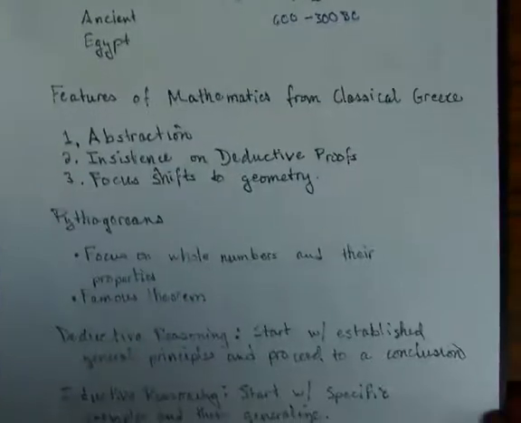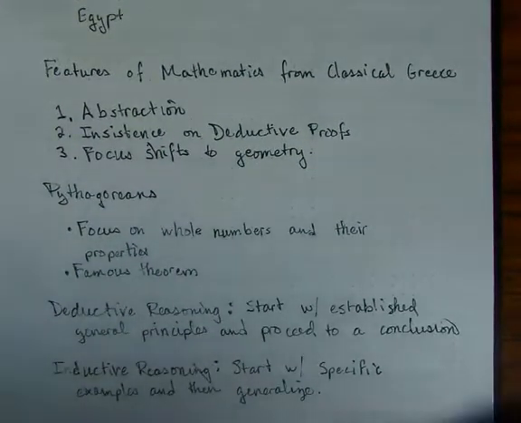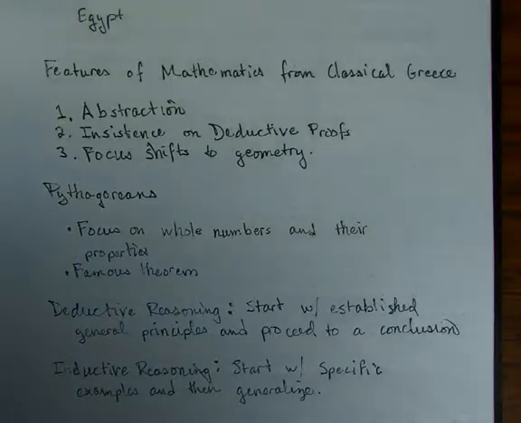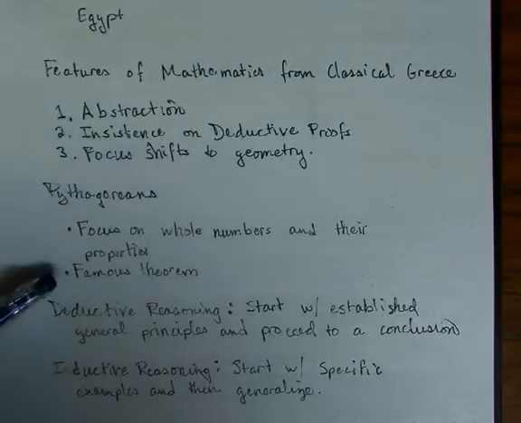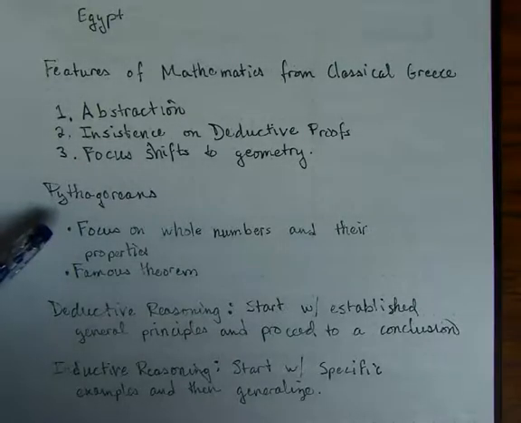And certainly a notable group during the classical Greek period was the Pythagoreans. Pythagoras of Samos founded a school of philosophy and mathematics. Most people know the name because of their famous theorem, but the focus of the school was on whole numbers and their properties. The Pythagoreans felt that the universe could be described in terms of whole numbers and their properties.